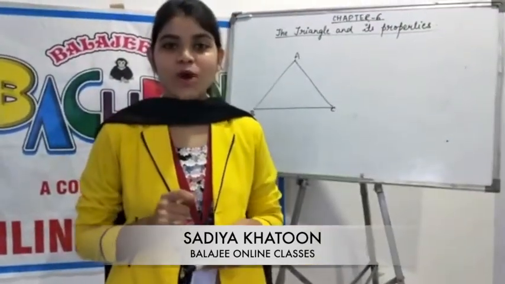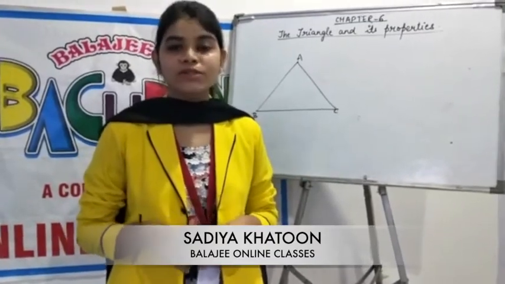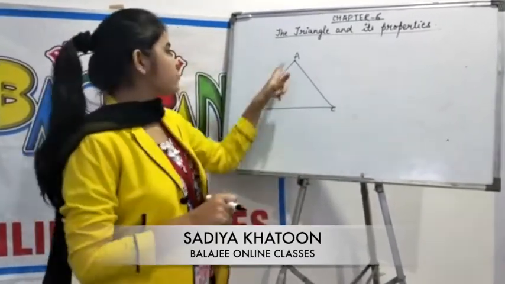So children, the next topic is about medians and altitudes in a triangle. Suppose this is a triangle ABC.